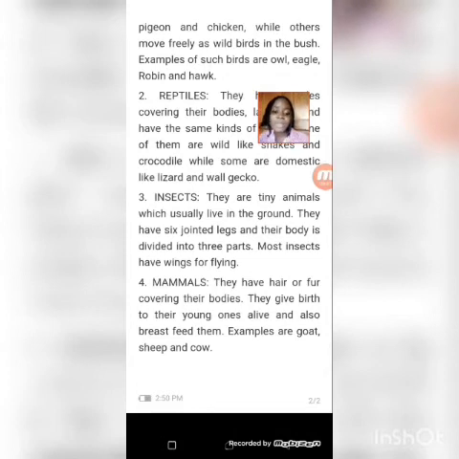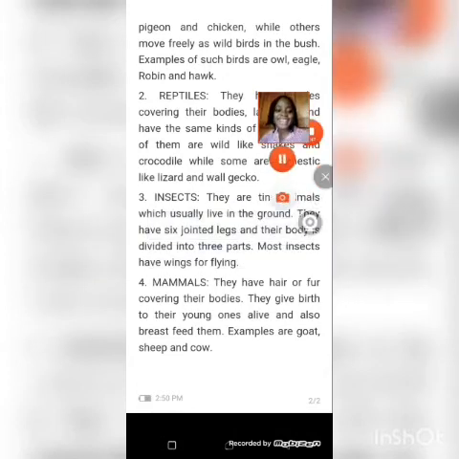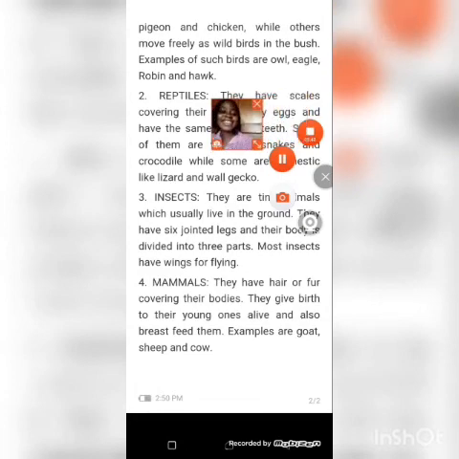Examples of these mammals are goats, sheep, and cow. Do we get that? Yes.